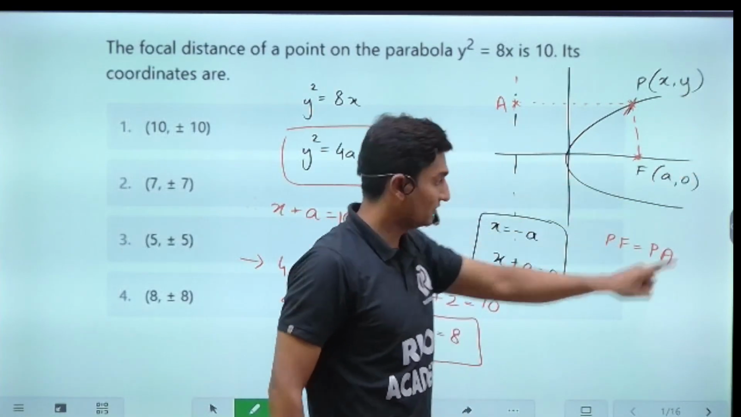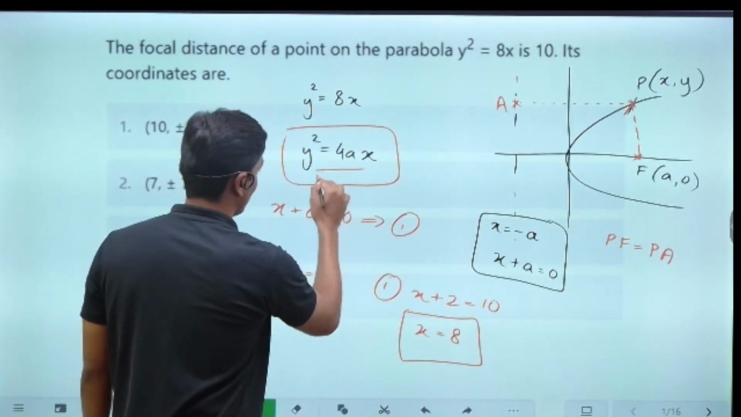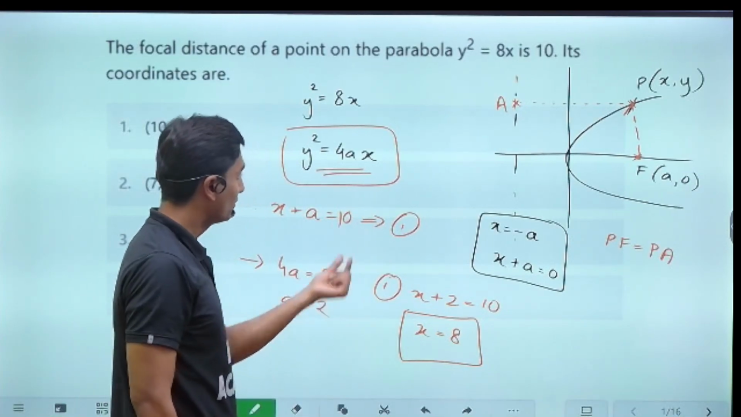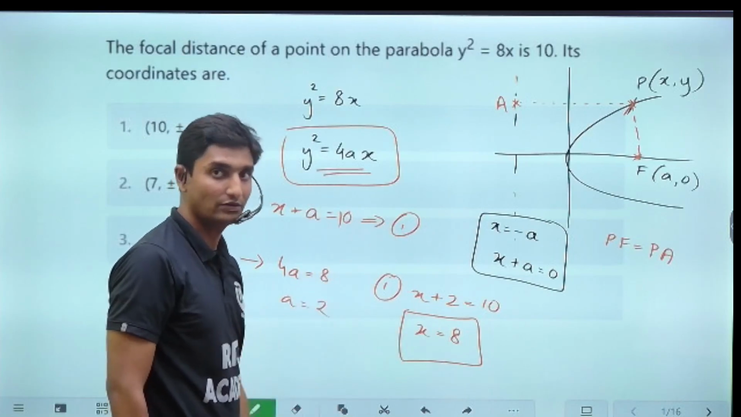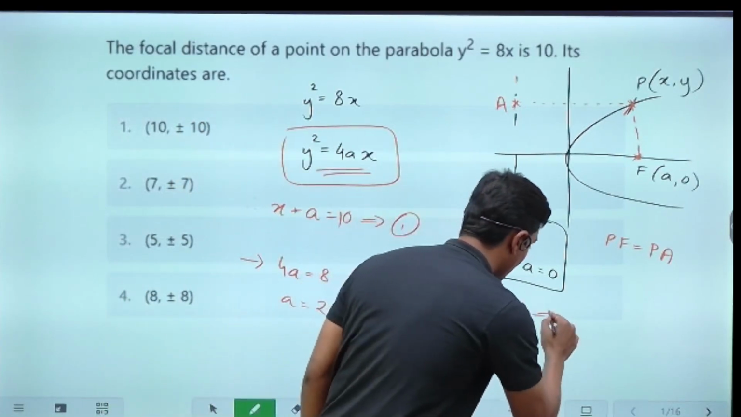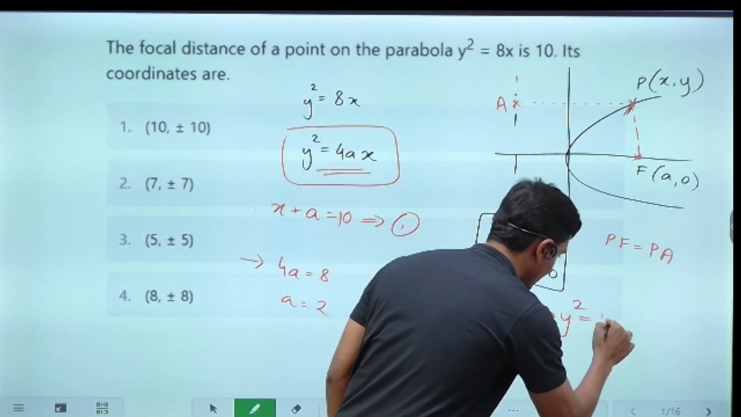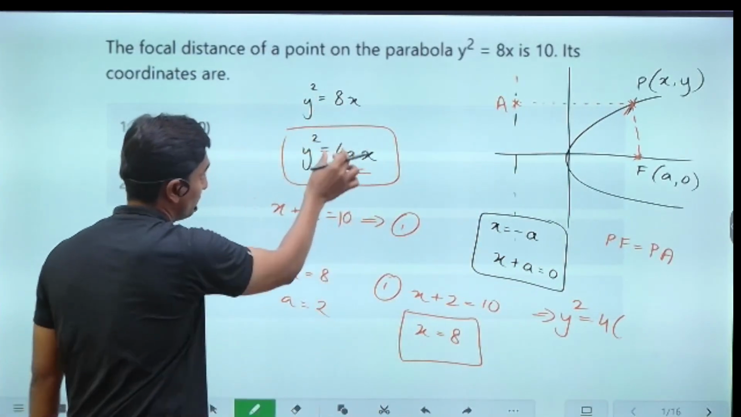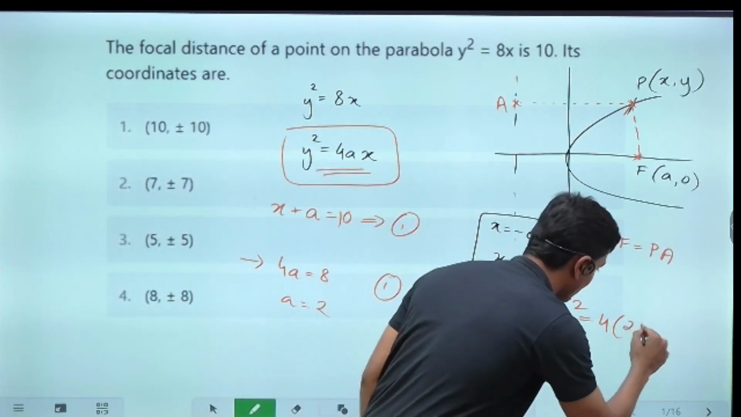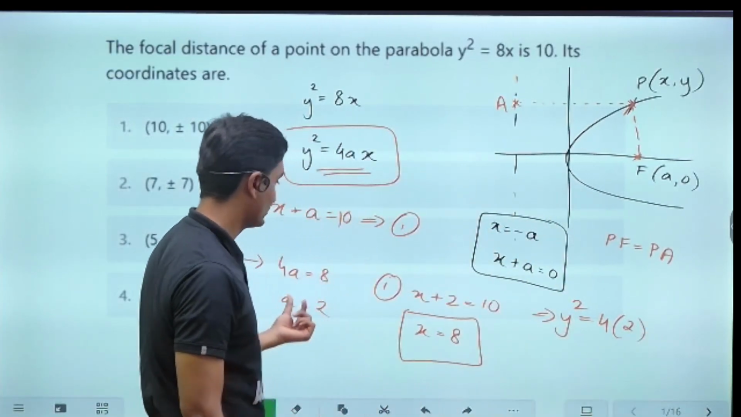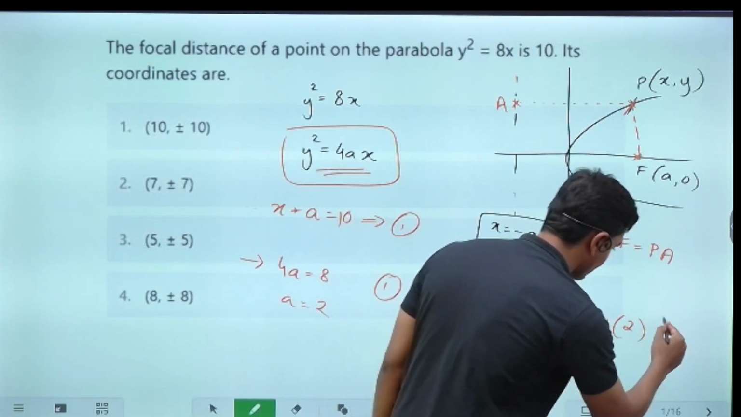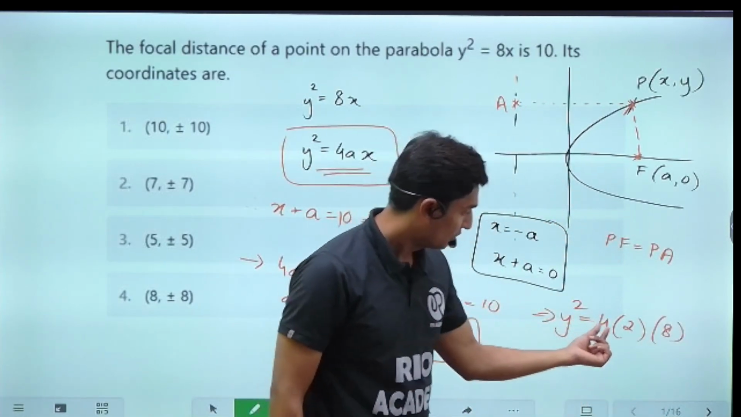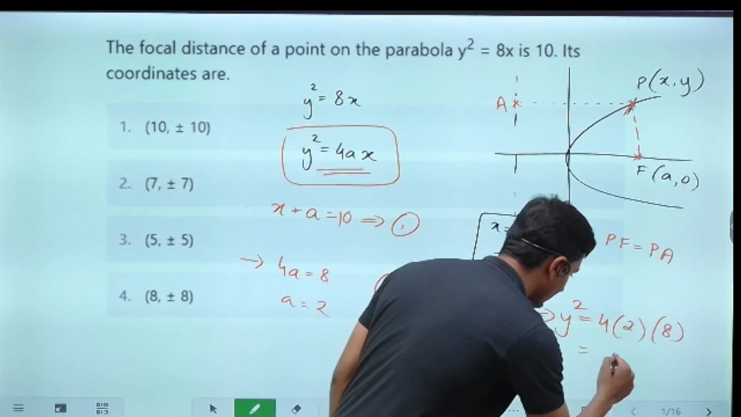How can we do that? Basically, they have given us the equation of the parabola, y square is equal to 4a into x. We have the value of a, we have the value of x. Just substitute and simplify. So y square is equal to 4 into a. A is nothing but 2, just by comparison, and the value of x is 8 here. So 4 into 2 is 8, 8 into 8 is nothing but 64.